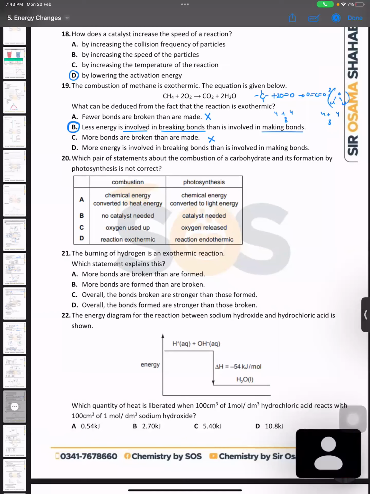Is it A? So which pair of statements about the combustion of carbohydrates and its formation by photosynthesis is not correct? Look carefully at the word 'not', because that is what you have to watch for in MCQs. So in combustion, chemical energy is converted into heat energy, that is the right thing, but chemical energy converted into light energy is completely wrong. Photosynthesis does not convert chemical energy into light energy. That is the wrong one. Yes, Muskan, can you answer MCQ number 21 again?